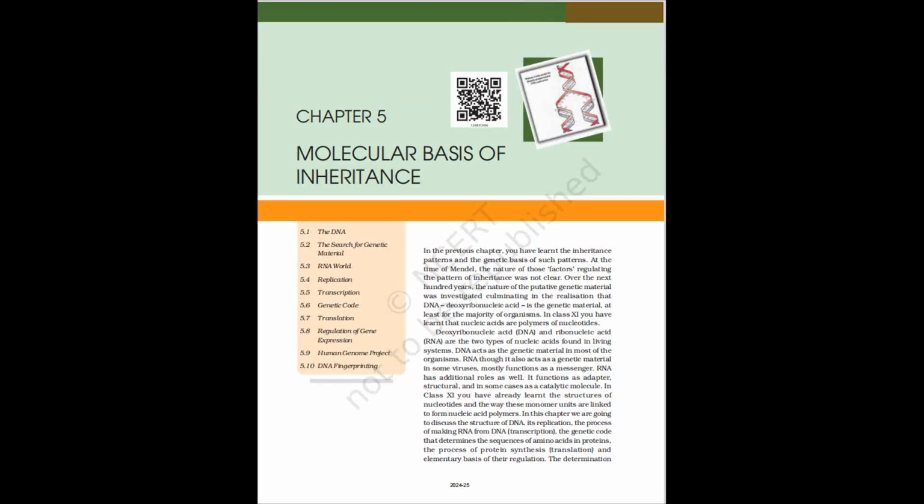Some transforming principle, transferred from the heat-killed S strain, had enabled the R strain to synthesize a smooth polysaccharide coat and become virulent. This must be due to the transfer of the genetic material. However, the biochemical nature of genetic material was not defined from his experiments. Biochemical characterization of transforming principle: prior to the work of Oswald Avery, Colin MacLeod, and Maclyn McCarty, 1933-44, the genetic material was thought to be a protein.